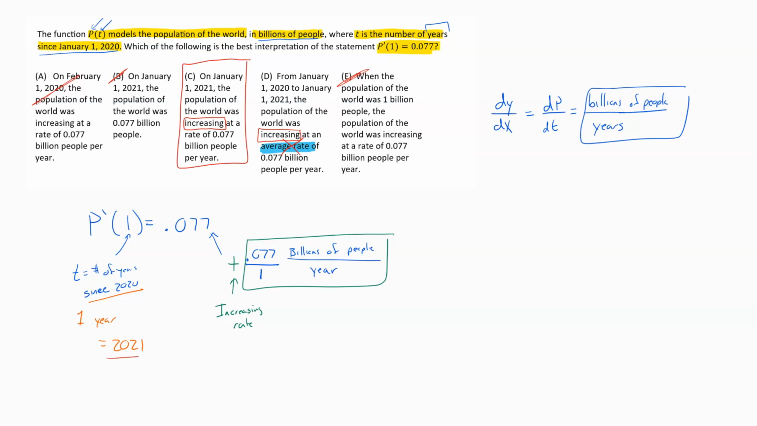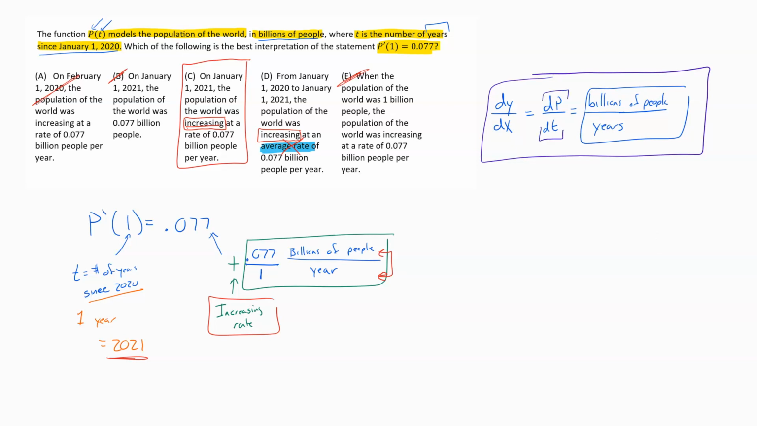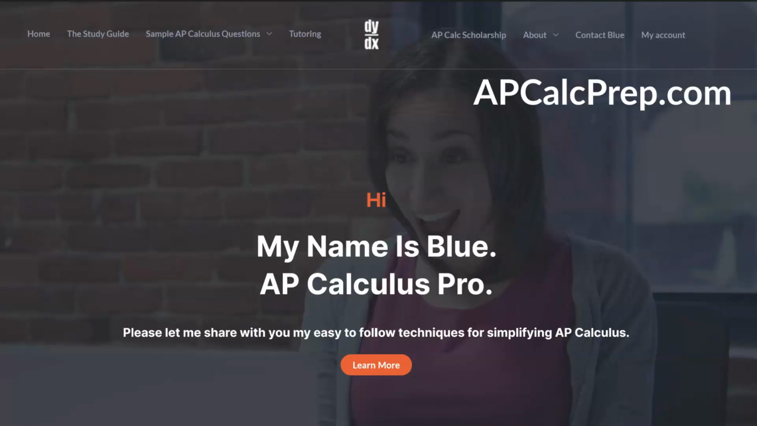So in 2021, the population of the world is increasing. That fits with what we want at a rate of 0.077 billions of people per year, and that's the units that we knew we needed. So when you're trying to decipher the real world meaning of a word problem like this, it really is useful to go through the units. And I take care of the units by reminding myself it's the change in y over the change in x, put it into the language of my specific problem, so then it becomes those units on top divided by the units of the bottom.